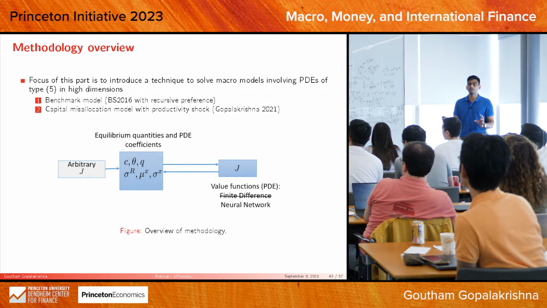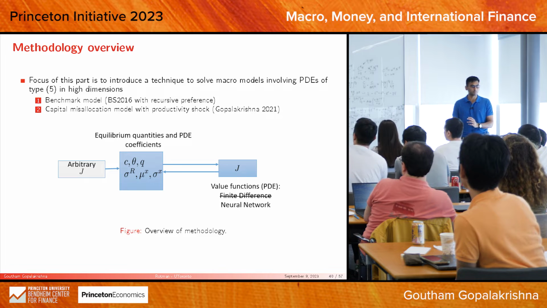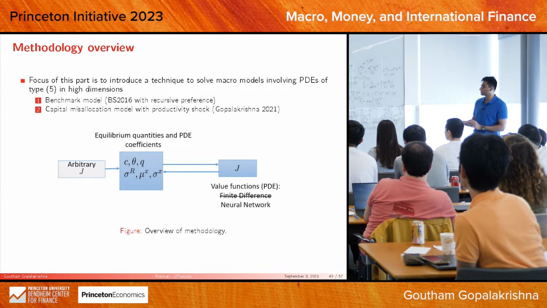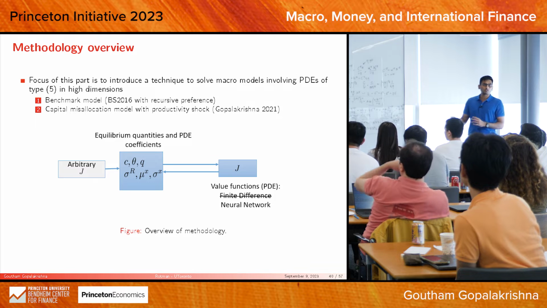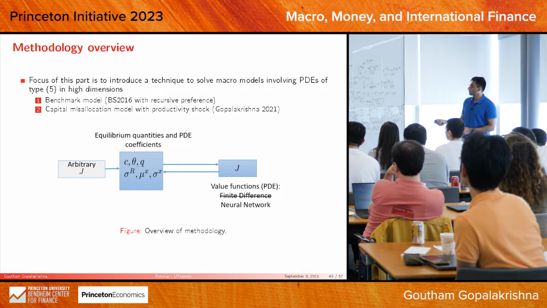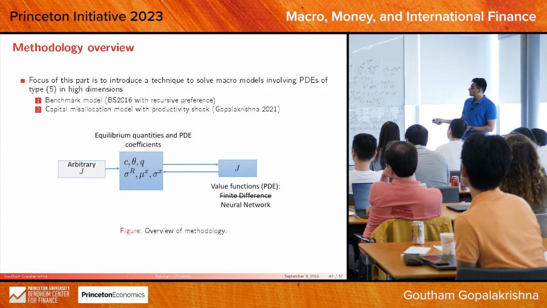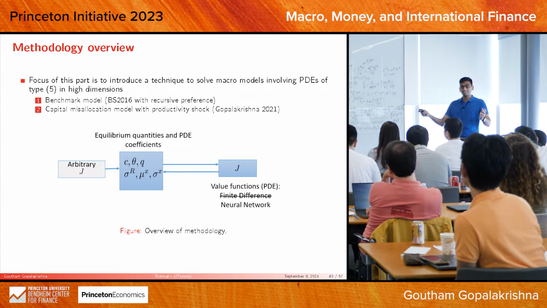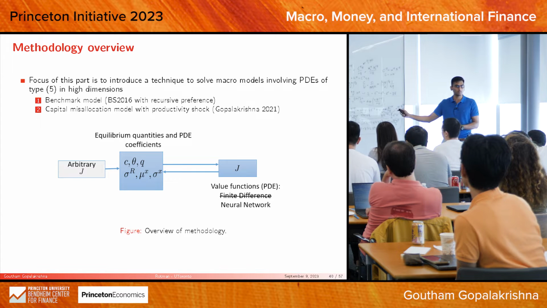Similar to the value function iteration approach that you learned in grad school and possibly in this lecture, you start with an arbitrary value function J. And then you compute the policy functions. For example, in the lecture that you saw today, it's consumption, portfolio choice, capital price, return on capital, and so forth. Now, once you have that, the goal is to update this J. Instead of discretizing the PDE and using finite difference, I'm going to use neural networks. But everything else will remain the same. Okay, makes sense?